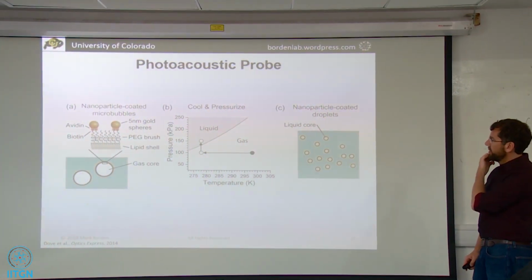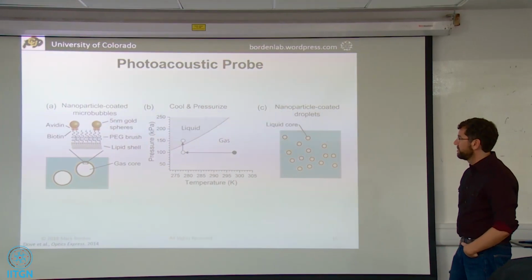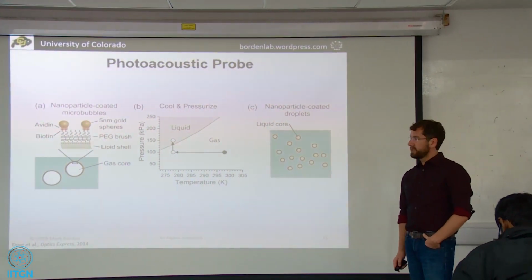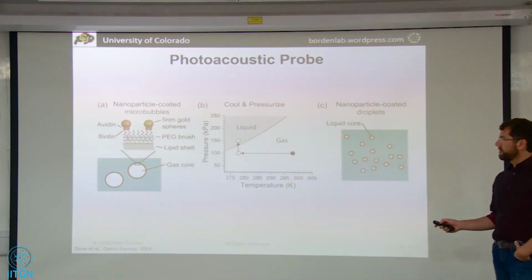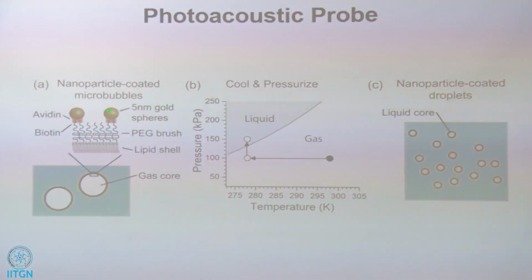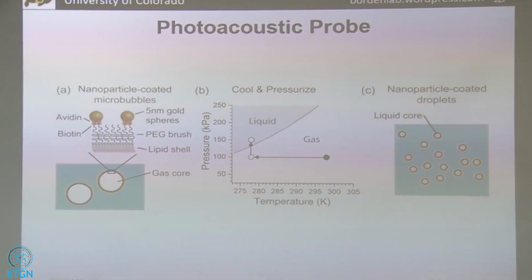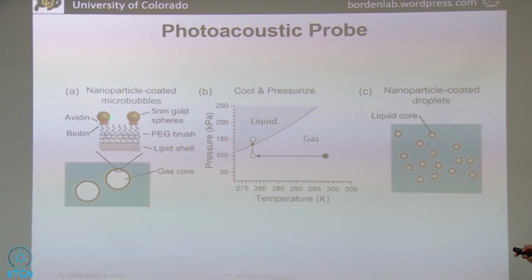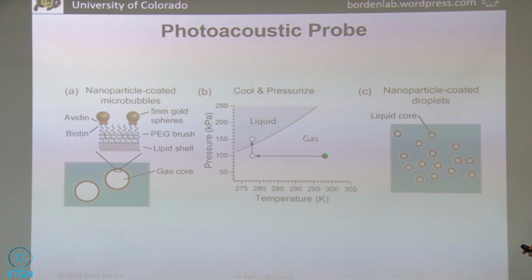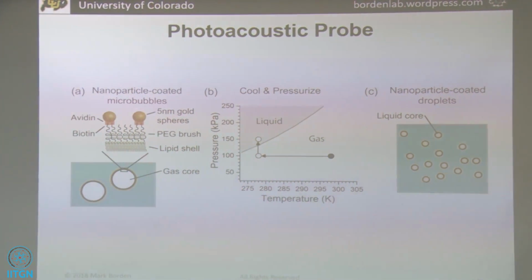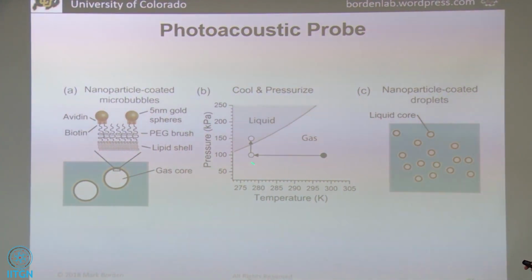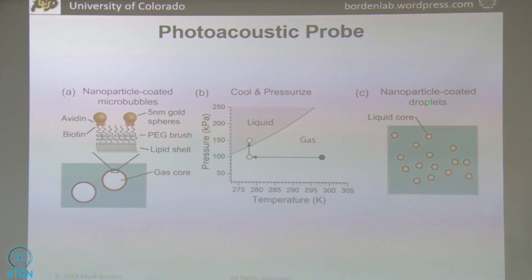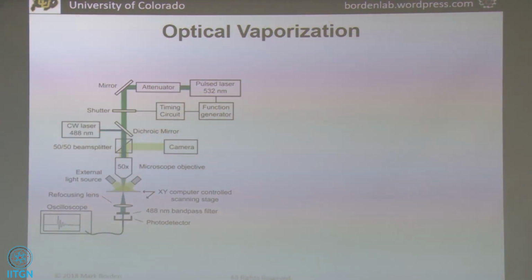So, yeah, the field was thinking of using the... we also utilized those gold nanoparticles that I showed you before for optical vaporization. So we had nanoparticle coated bubbles like we had before, but again, we then condensed those bubbles into droplets by cooling and pressurizing. And then we end up with nanoparticle coated droplets, the liquid form.